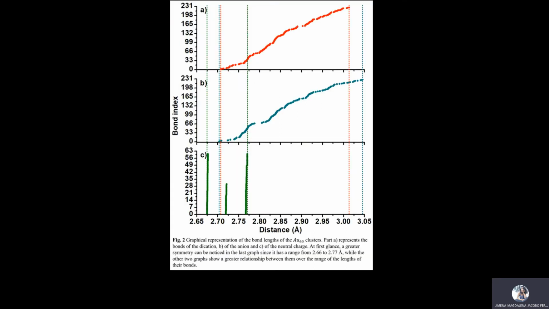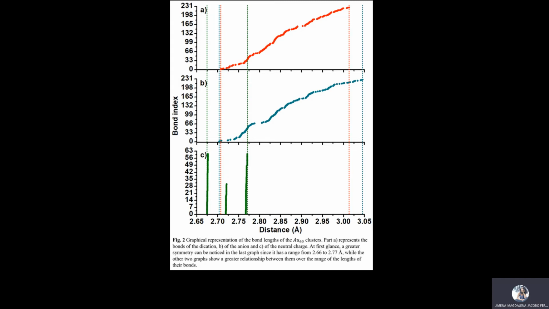Here we can see the graphical representation of the bond lengths of the gold-60 clusters. In the upper part, we can see the bonds of the dication, in the middle part of the anion, and in the last part of the neutral charge. At first glance, a greater symmetry can be noticed in the last graph, since it has a range from 2.66 to 2.77 angstroms, while the other two graphs show a greater range of lengths of their bonds.